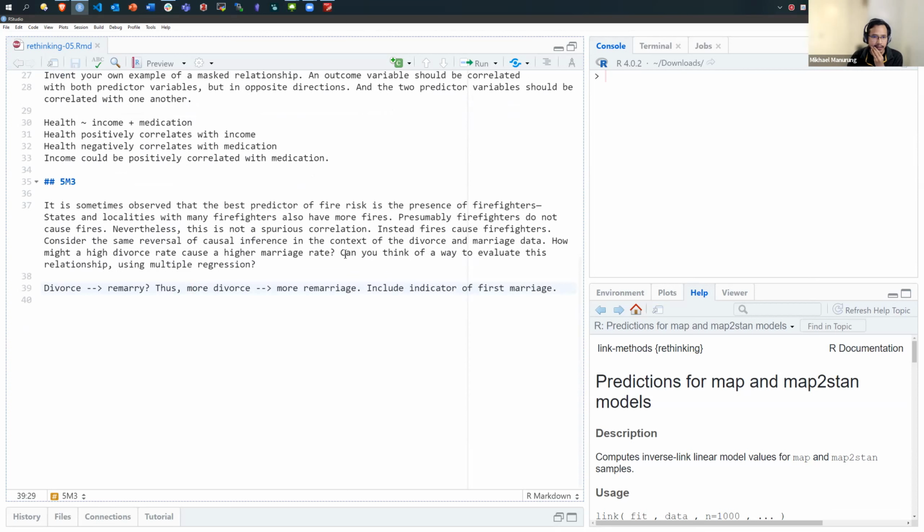And a way to evaluate this relationship, I guess, is by doing a longitudinal study, and then we can track across cohorts. Okay, if this generation marries a lot, are they getting divorced a lot? So really tracking each couple across the years. Okay. So I guess, yeah, that's for the 3 medium question.